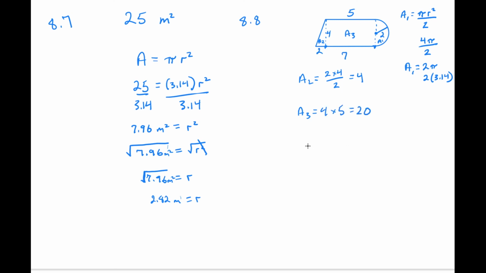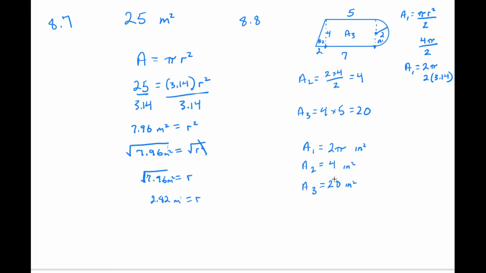So we have area 1, which is 2 pi. We have area 2, which is 4. And we have area 3, which is 20. And what's our dimensions? Our dimensions on this shape is inches. So this is 2 pi inches squared. This is 4 inches squared. And this is 20 inches squared.